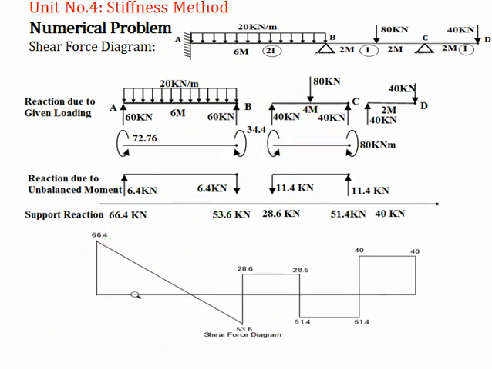So let's first see the shear force calculation. Now consider the FBD of each span. There is a reaction due to the loading. Our load is 20 kN per meter UDL. So find out the reaction at A and B: 20 into 6 divided by 2, we will get 60 kN upward reaction at A and B.